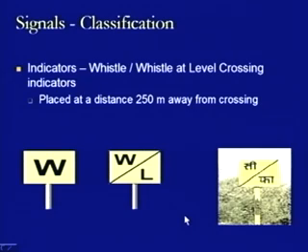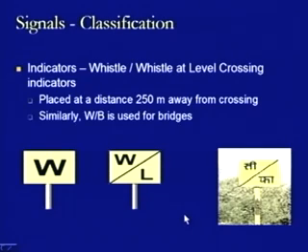Generally, it is placed at a distance of 250 meters away from the crossings, and this is how the W/B are also used, where it is a whistle because you are reaching the bridge. So, B is for bridges.